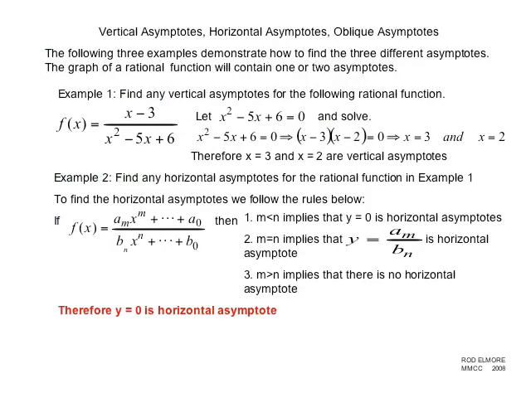Therefore, in the problem in example 1, we look at the degrees, the m and the n. The m on the top is 1 and the n on the bottom is 2. So therefore, we have that m is less than n. So that implies that y equals 0 is a horizontal asymptote.